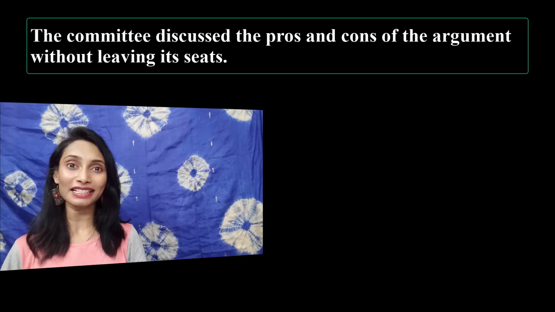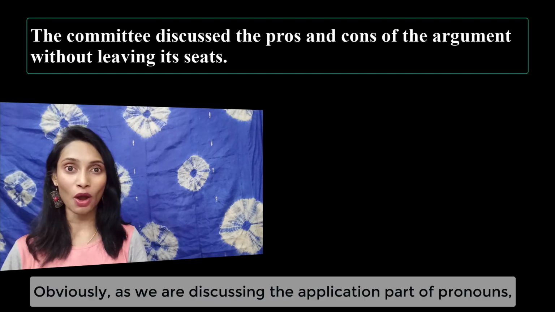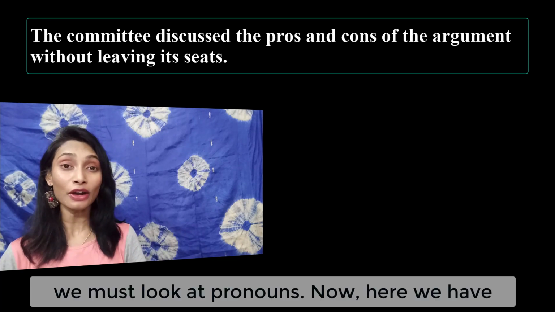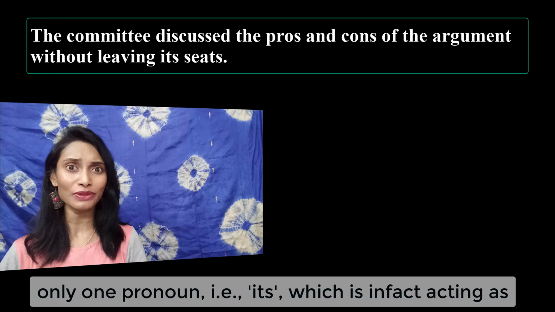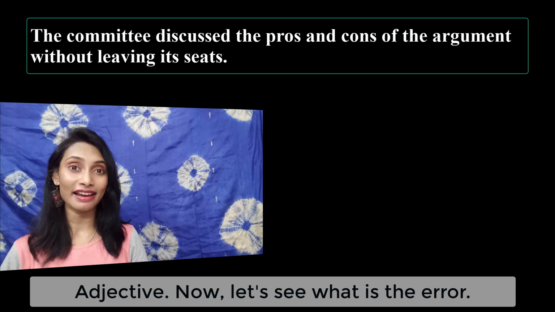Now let's see the next one. The committee discussed the pros and cons of the argument without leaving its seats. So what is the error here? Obviously, as we are discussing the application part of pronouns, we must look at pronouns. Now here we have only one pronoun, that is its, which is in fact acting as an adjective.